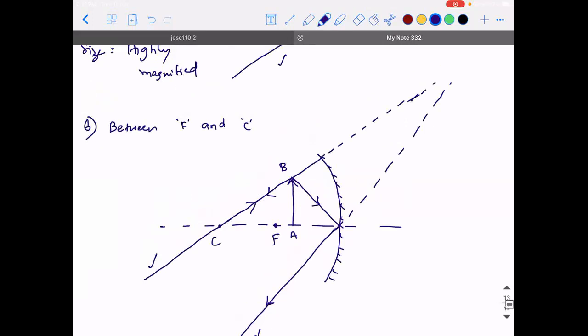Sir, for the second ray, you took the ray towards the pole. Can we take a ray parallel, which will pass through the focus? You cannot take it because, see, suppose you're standing in front of the mirror. Let's say this object is you. If you take a ray parallel to the principal axis, then what are you trying to say? That the ray is passing through your body. You can actually take it, but in a more realistic scenario, it is better to take it from the pole.